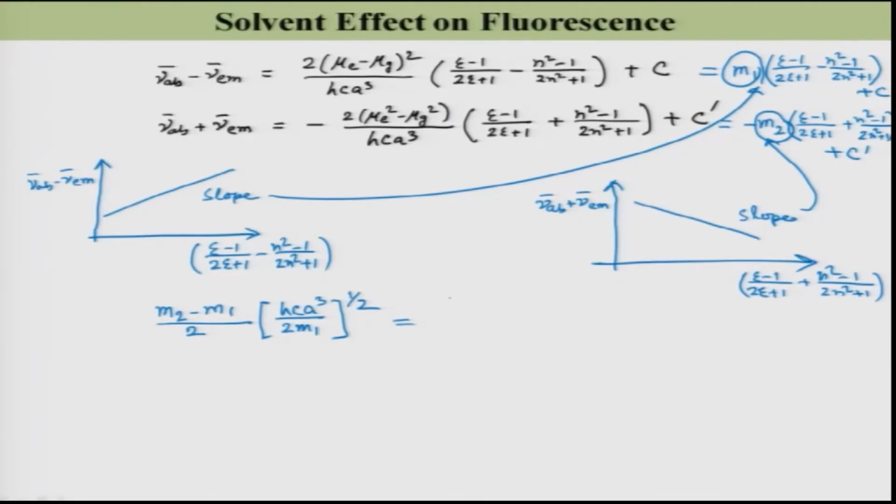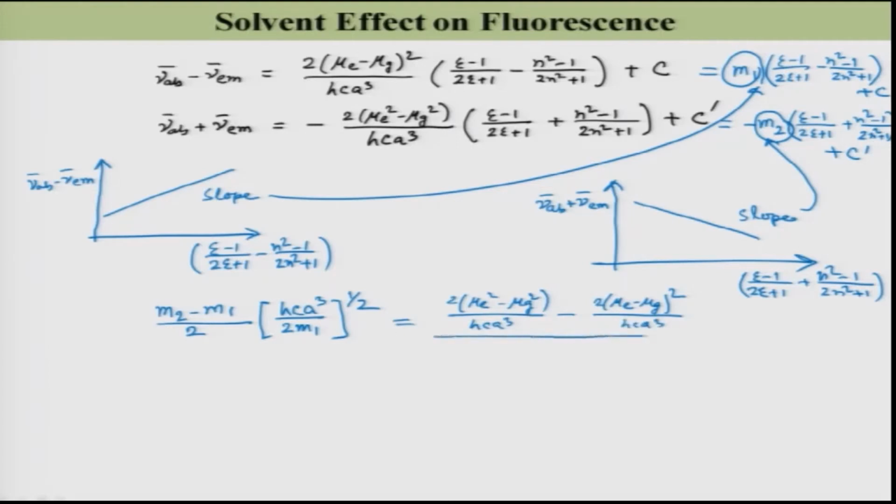So m2 is twice mu e square minus mu g square by h c a cube, minus m1, which is twice mu e minus mu g whole square by h c a cube.